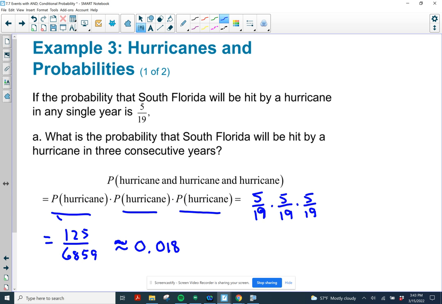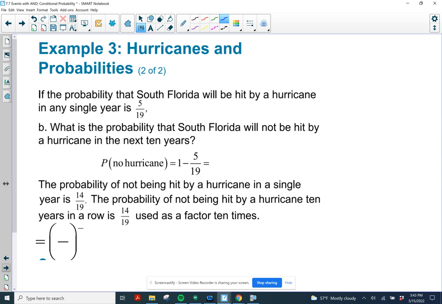Just pay attention to the directions on the assignments. They will usually tell you how they want you to round, or if they want you to leave it as a fraction, they will tell you that. Okay, let's go to the next example. More hurricane problems.